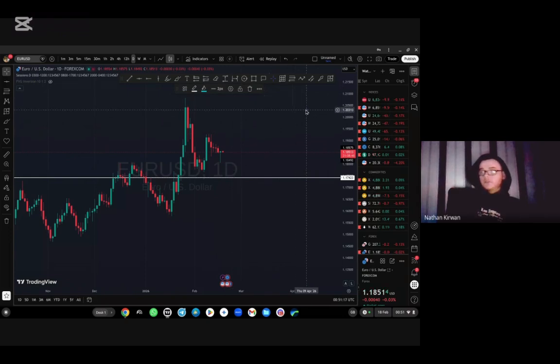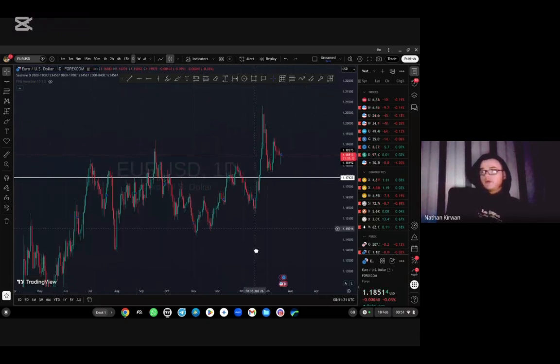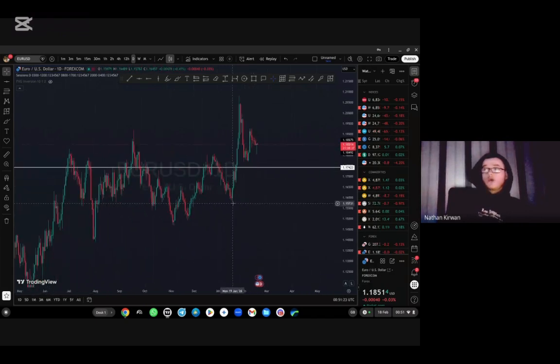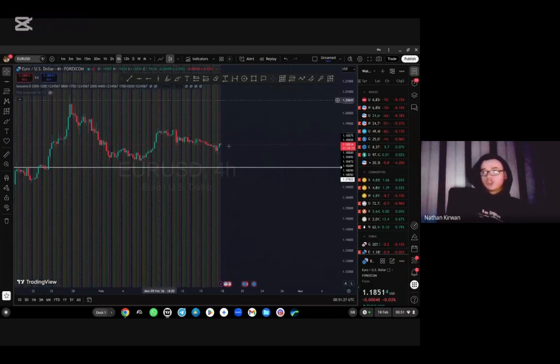Now, if we zoom out here, we're on a daily time frame. So what are we looking at here in a daily time frame? We know that we're looking for buys. Why are we looking for buys? Because the overall trend is bullish, so we should be looking for buys.